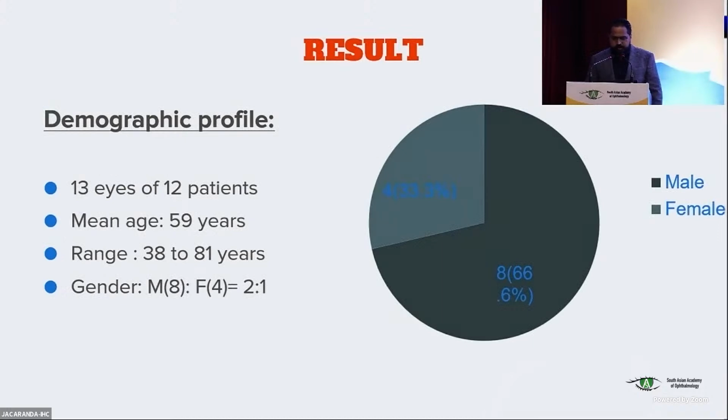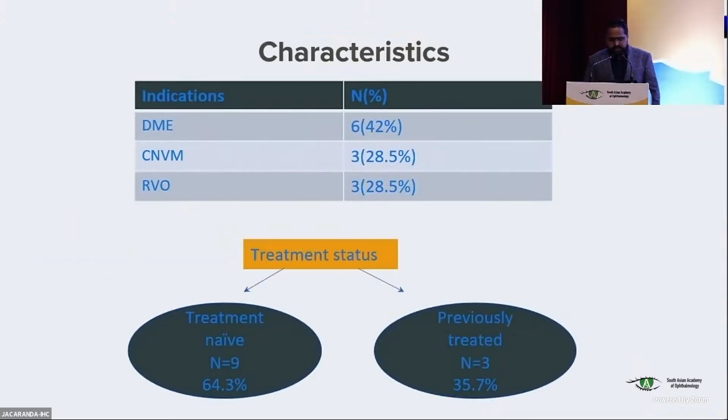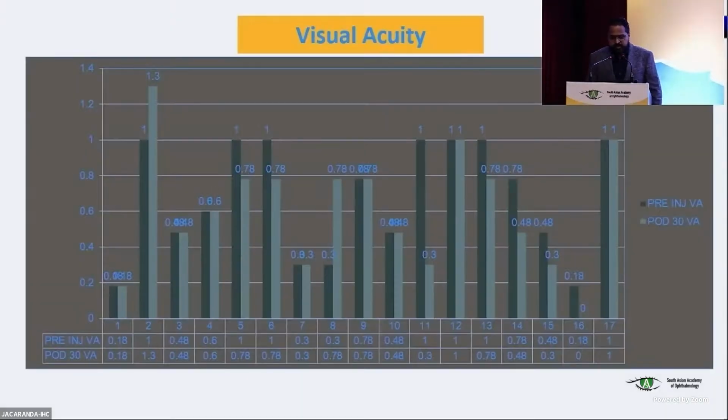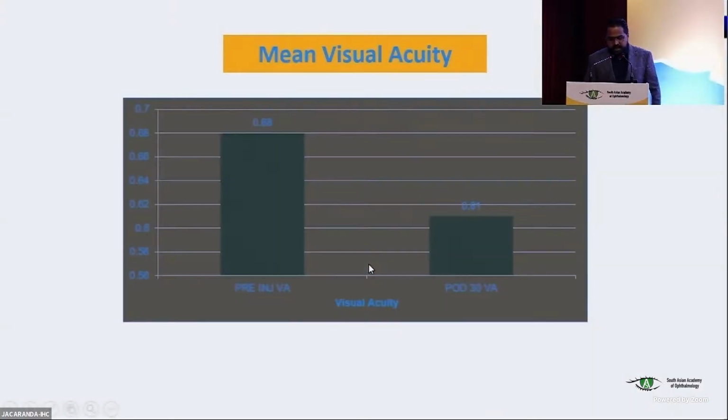Demographically, there were 13 eyes of 12 patients, the mean age was 59 years, and predominantly male patients. There were 6 patients of DME, 3 patients of CNVM, and 3 patients of RVO. Previously treated were 3, and treatment naive were 9. As you can see, the visual acuity pre-injection and post-injection at day 30 shows universally an improvement in vision post-injection. The mean is 0.68 pre-injection, and post-injection it has come to 0.61.